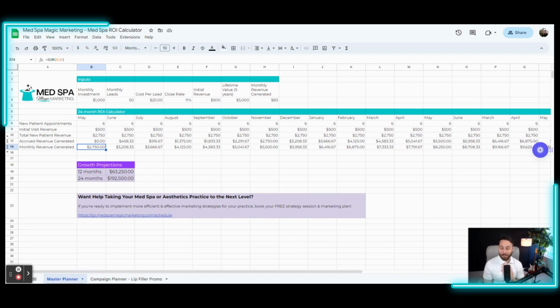So I think this kind of explains, first of all, how to set realistic expectations, how to forecast growth, and how to understand how lifetime value equates into your growth path, and how the accumulation of new patients can help you reach your growth and revenue objectives. So I hope that's super helpful.